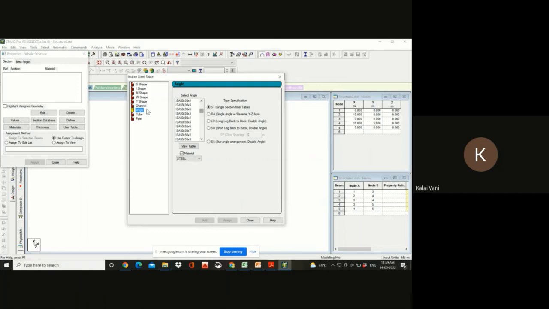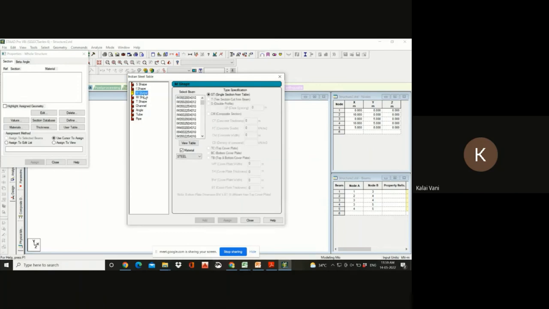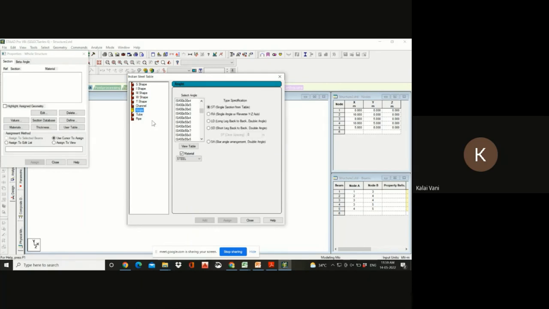In this, you can find I section, channel section, T section, angle, tube, anything you can choose. Out of this, ISA, Indian standard angle. The very first size I'm taking, ISA 50 by 50 by 3, so 50 mm by 3. So add.